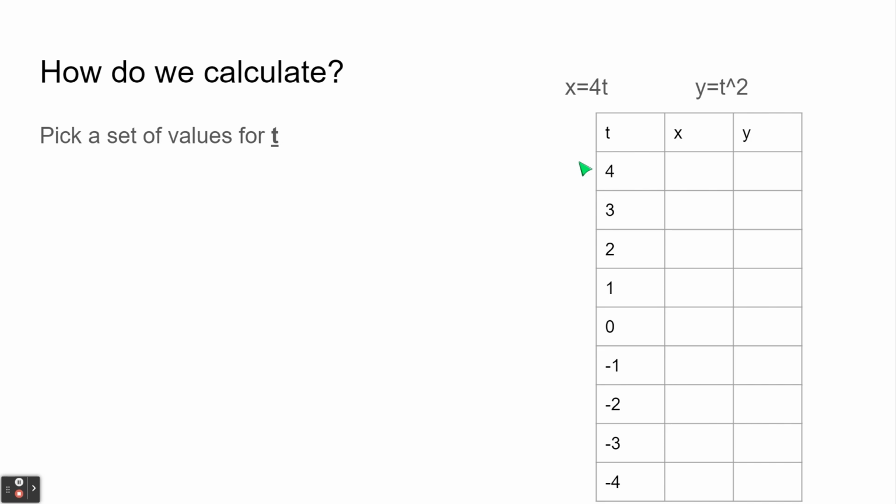Second, pick a set of values for t. These can be any values, but most of the time it's easier to plot values that are closer to the center point of a graph. For this example, I picked the numbers ranging from negative to positive 4.